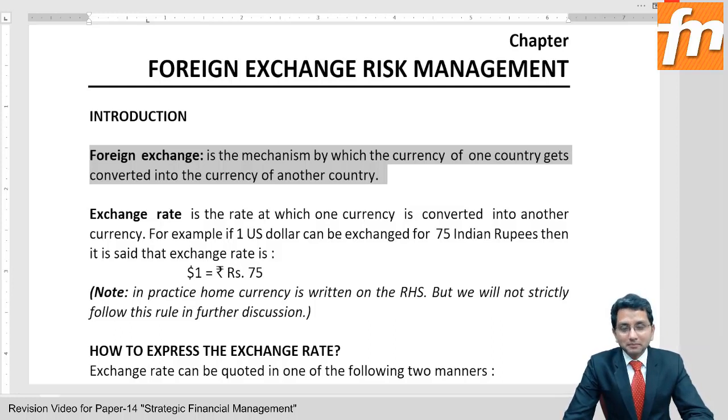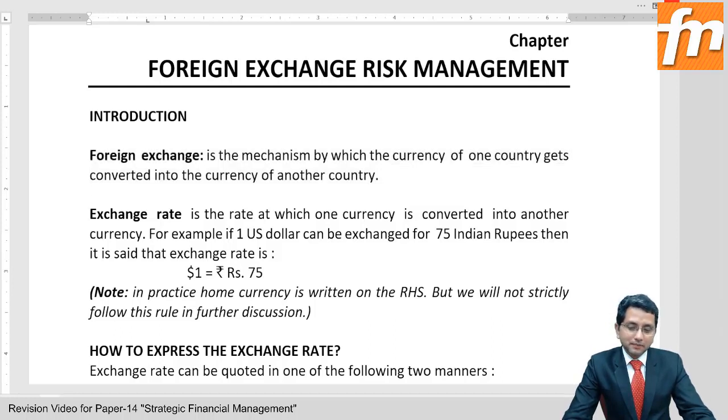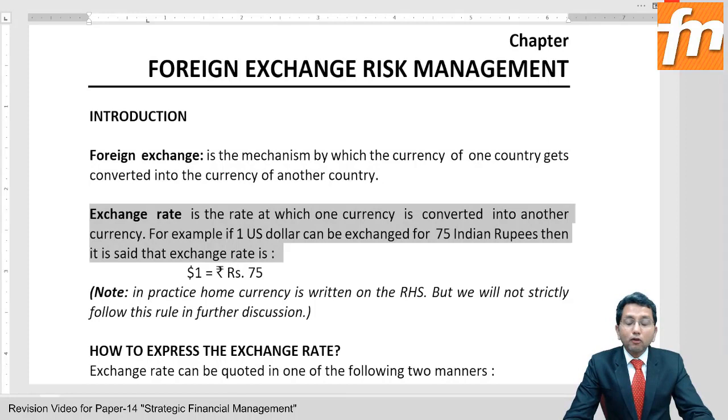It's a mechanism. It's a whole system which is operated by central banks like the Reserve Bank of India, foreign exchange dealers, money changers, importers, exporters, borrowers, lenders. This whole group of people is a mechanism. So foreign exchange is the mechanism by which one currency can be converted into another currency. Okay, so I want to convert one currency into another currency.